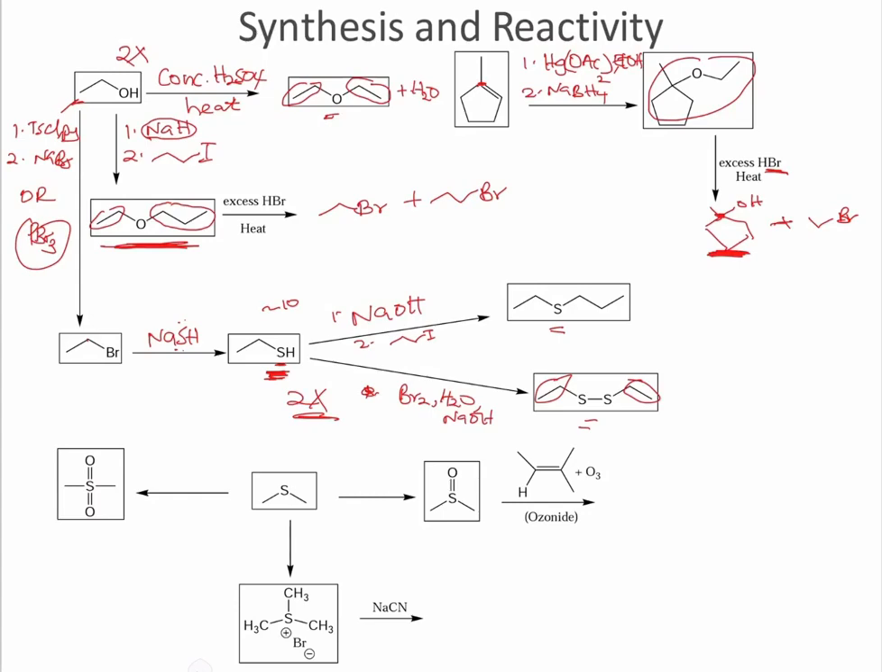Another type of reaction we can look at is with a sulfide. Sulfides can easily undergo oxidation, especially if you use a strong oxidizing agent like hydrogen peroxide. Then it transforms into what we call a sulfone, S-U-L-F-O-N-E.